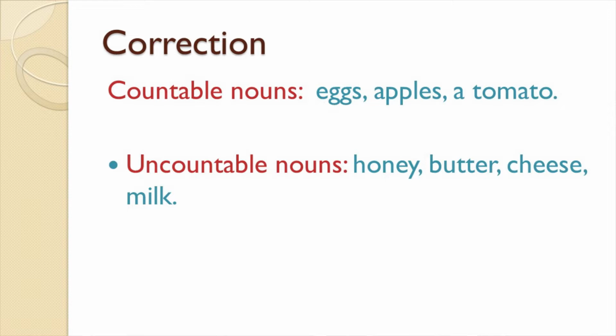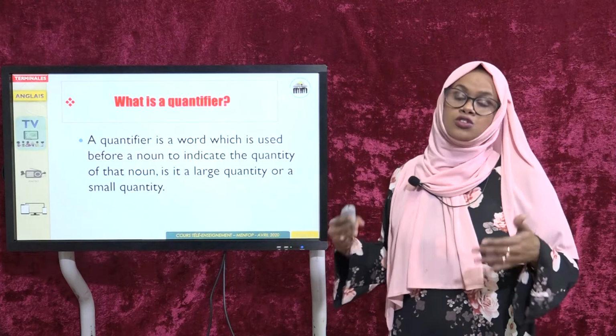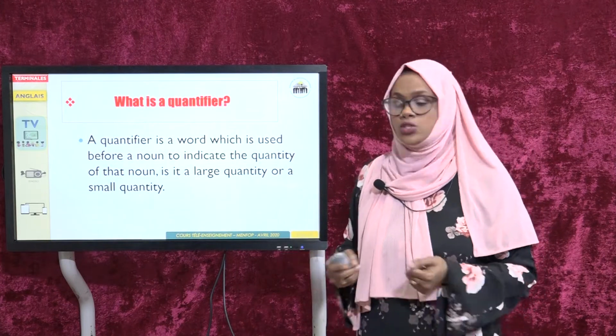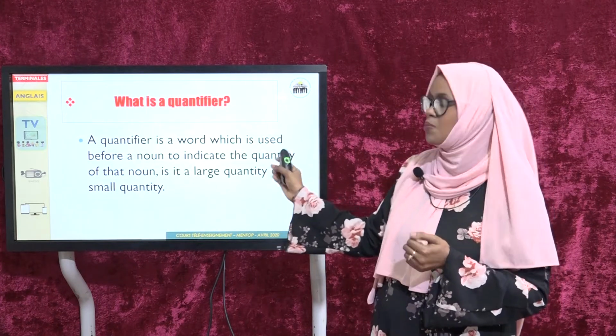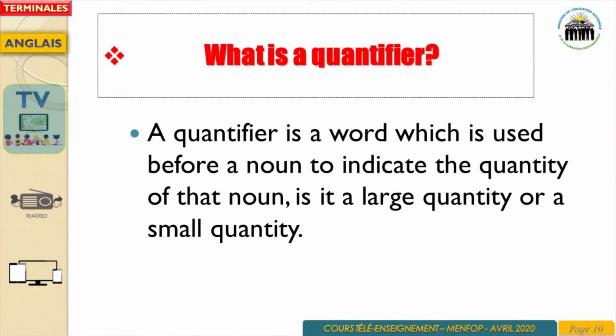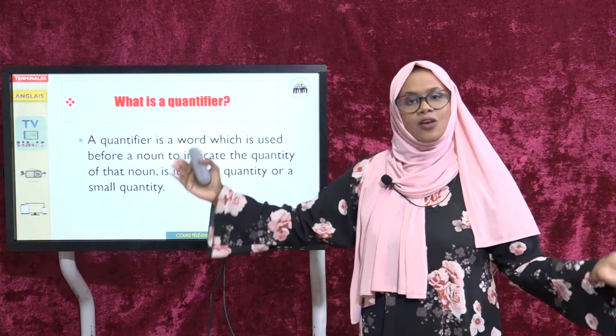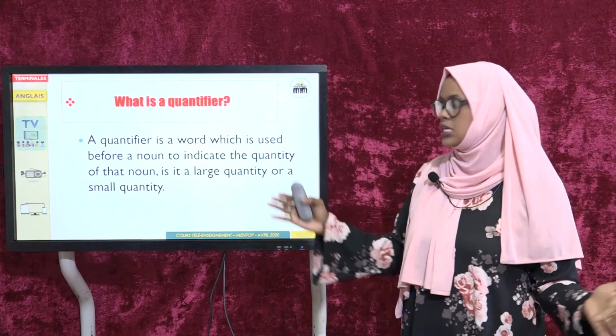So we have seen so far that many is used for countable nouns and much for uncountable nouns. But what are they? What are much and many? They are quantifiers. So what is a quantifier? What is the definition of a quantifier? Let us see together. A quantifier is a word which is used before a noun, as we have seen in the example, to indicate the quantity of that noun. If the quantity is a large quantity, in other words, a big quantity, or if the quantity is a small quantity.